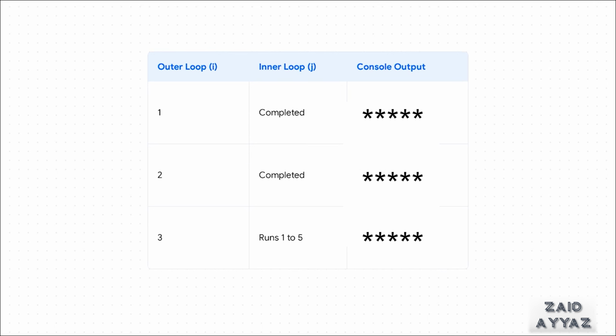The outer loop sets I to 3. The inner loop does its job one last time, printing that final row of 5 stars. After that, the outer loop tries to become 4. Its condition is finally false, and the whole thing stops. And just like that, we've got a perfect rectangle.